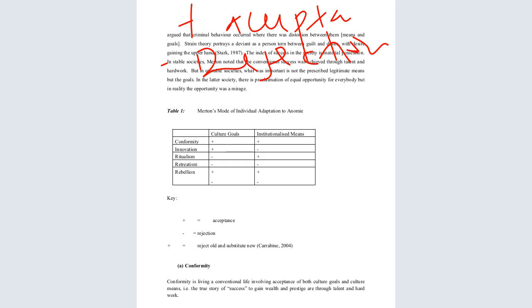Retreatists who are likely to reject the means of the society. And so, of course, we have these groups being described here.